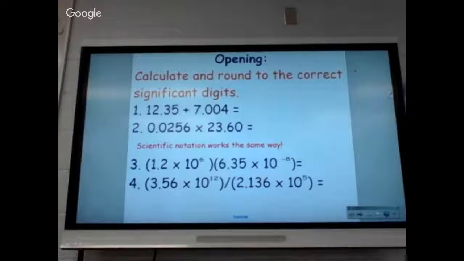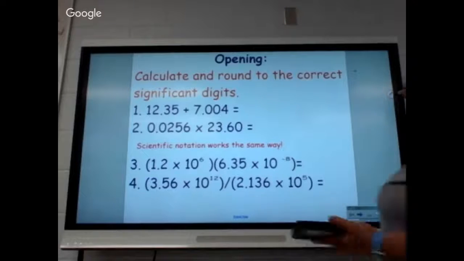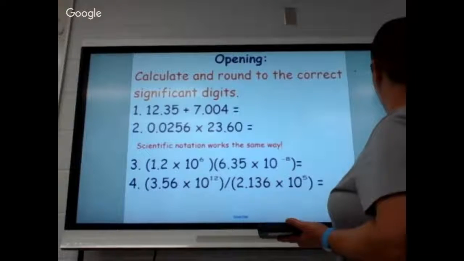So what rule do we use? The decimal places. So I got an answer of, let me change the color.